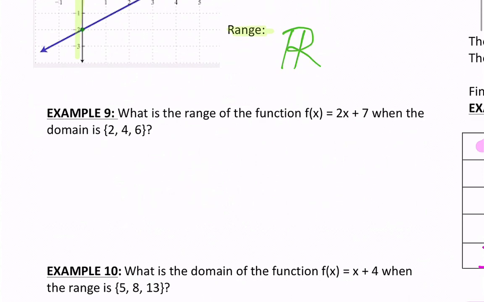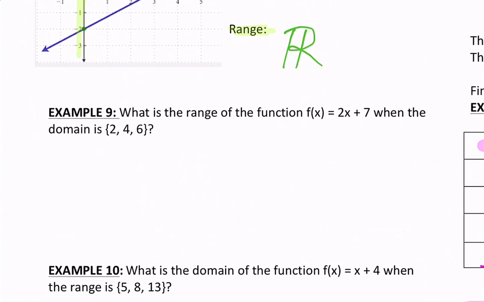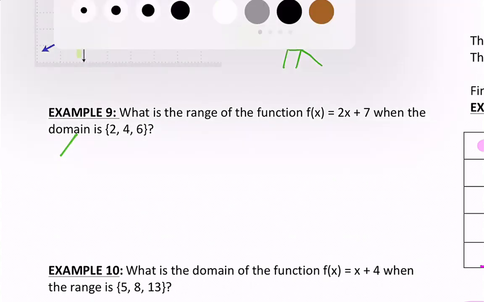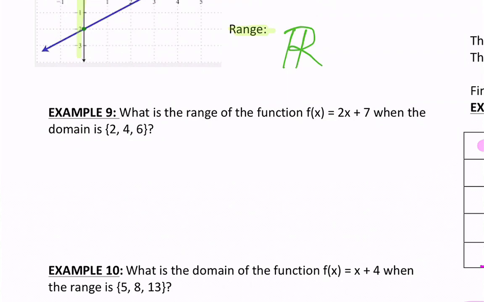It says, what is the range of the function f of x is equal to 2x plus 7 when the domain, remember that's x's, is 2, 4, and 6. So what we're going to do on this one is graph 2x plus 7. And we're going to use trace because trace lets us jump to our x values.